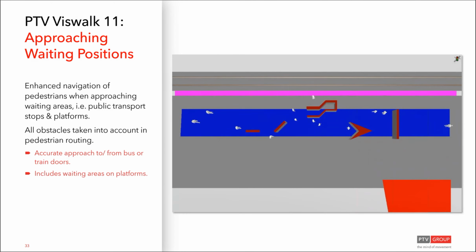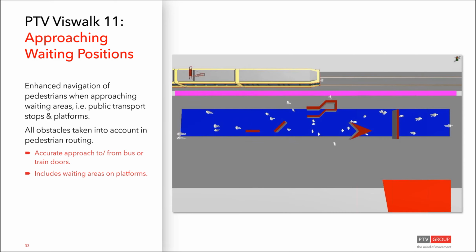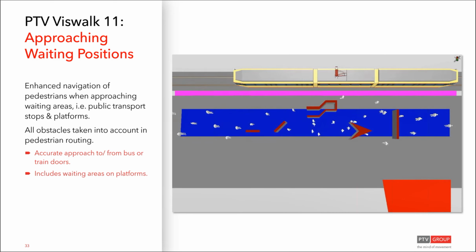Also, combined with the dynamic potential, it's now also activated on waiting areas. So if a pedestrian walks towards the waiting position on the waiting area, it also considers obstacles which haven't been there before. And the same thing applies to boarding. In a second, we'll see a public transport vehicle, a train, entering. And when they walk towards their boarding position, they are also able to see the obstacles, so they are considered in the pedestrian routing.